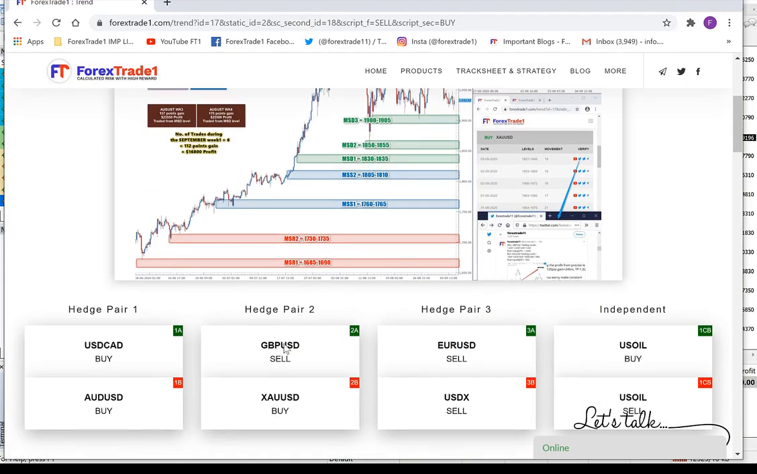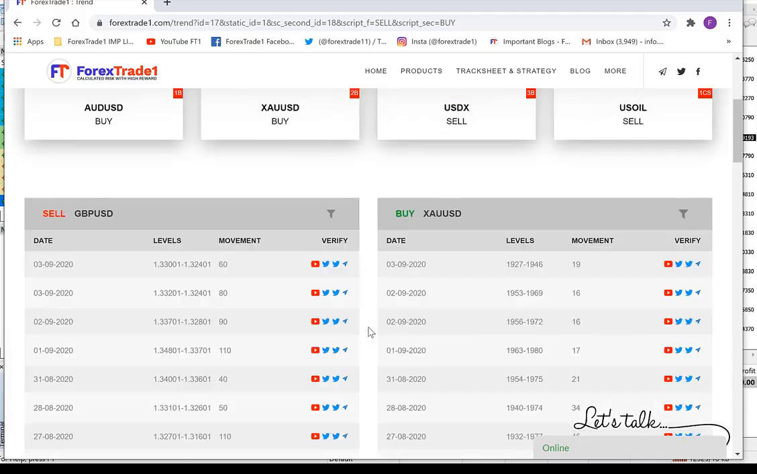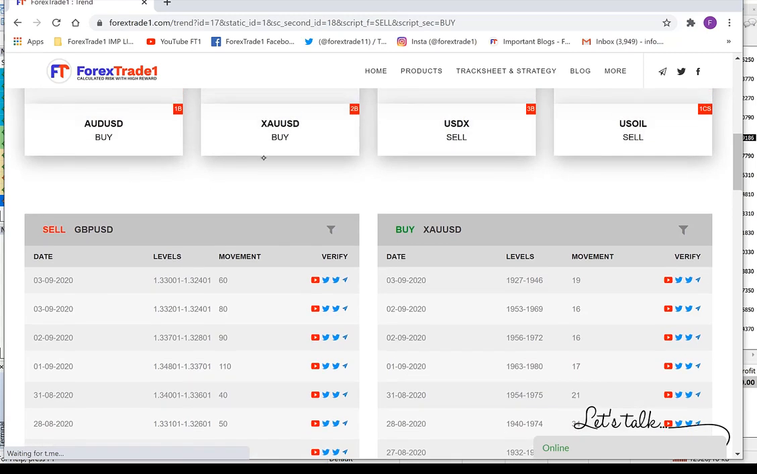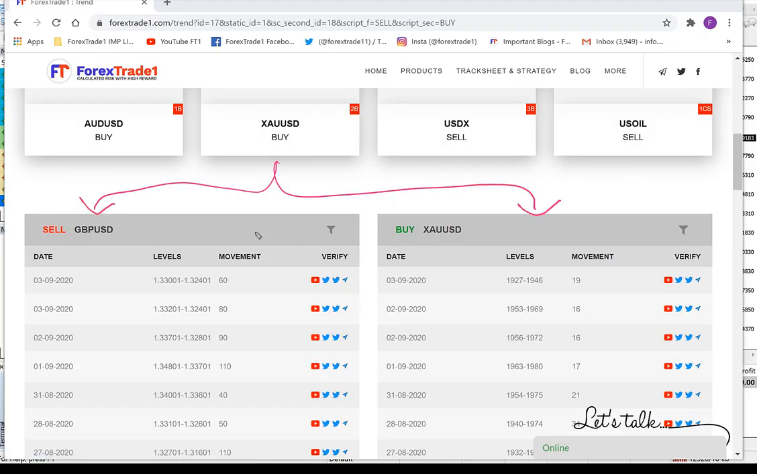Now we will see the hedging pair GBP USD. Now here you can see this hedging pair is now divided into these two. This is the sell GBP against buy XAUSD. This is the hedge. So sell GBP is a hedge against buy XAUSD.